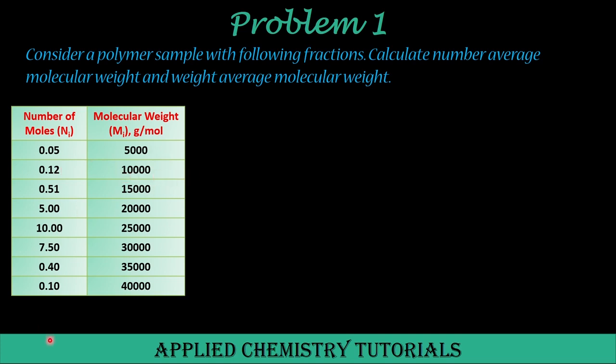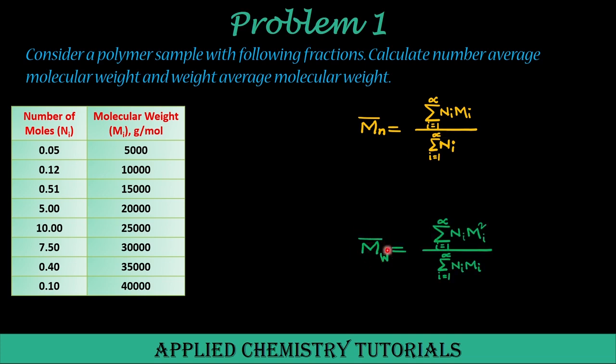If we need to find out number average and weight average molecular weight, let's see the expressions of these two. Number average molecular weight or Mn bar is represented by summation of Ni Mi from i equals 1 to infinity divided by summation of Ni from i equals 1 to infinity. And Mw bar or weight average molecular weight equals summation of Ni Mi square from i equals 1 to infinity divided by summation of Ni Mi from i equals 1 to infinity. So obviously we have to find out Ni multiplied by Mi and Ni multiplied by Mi square.